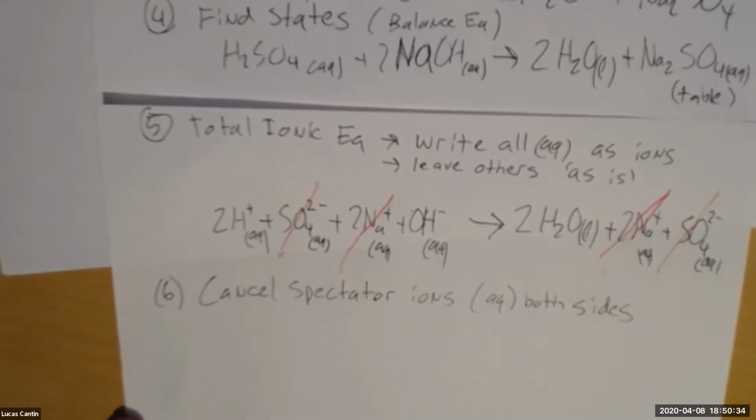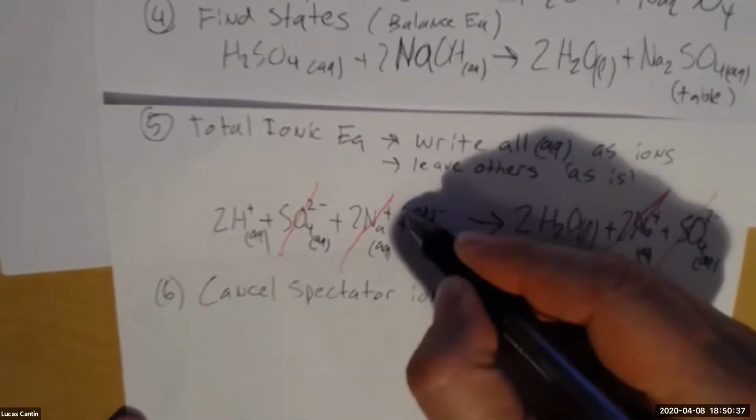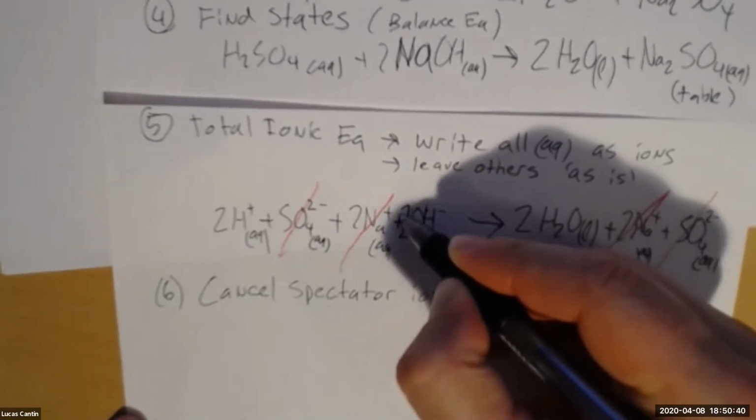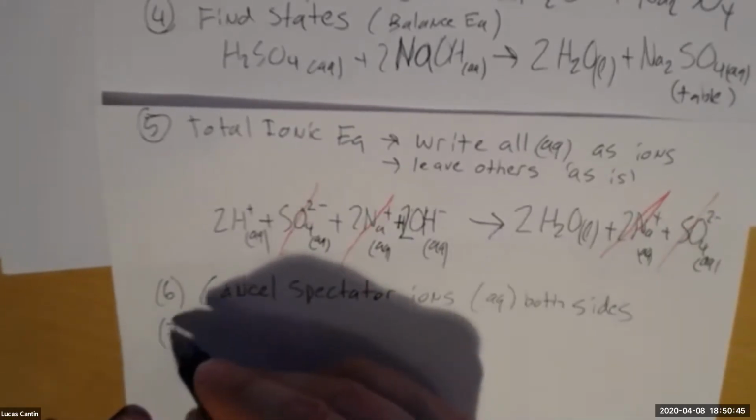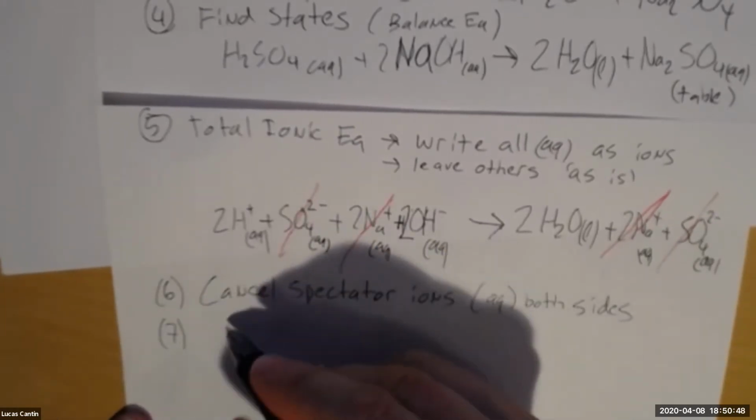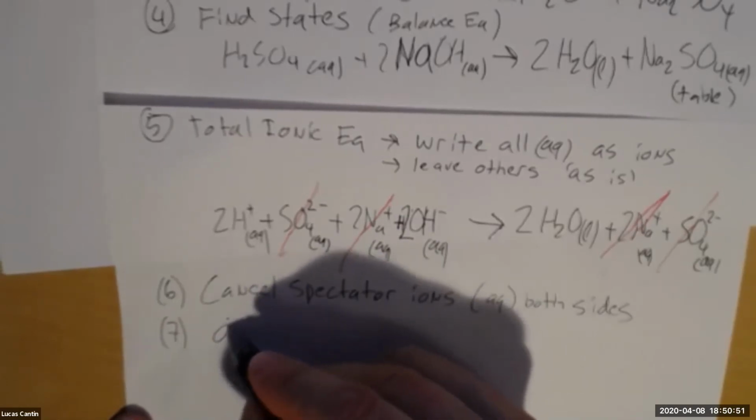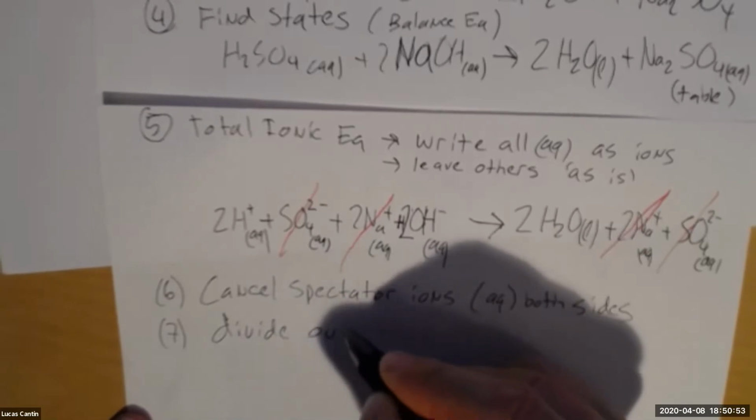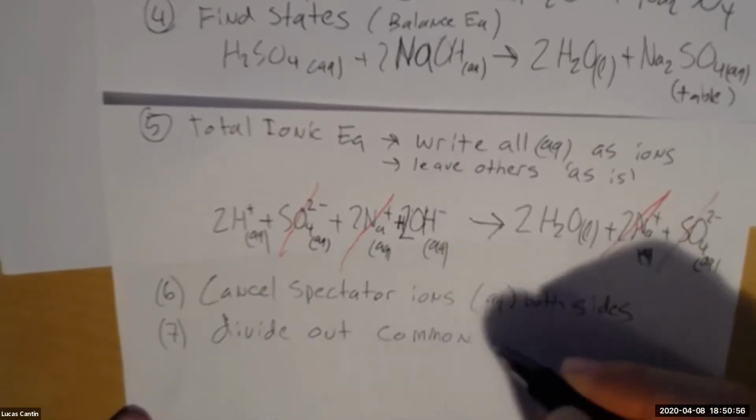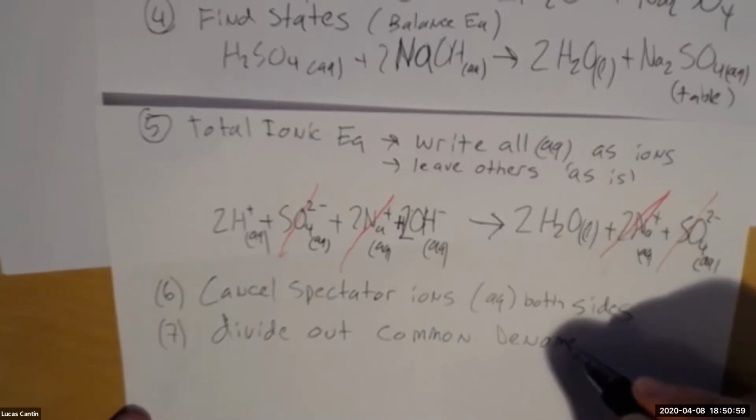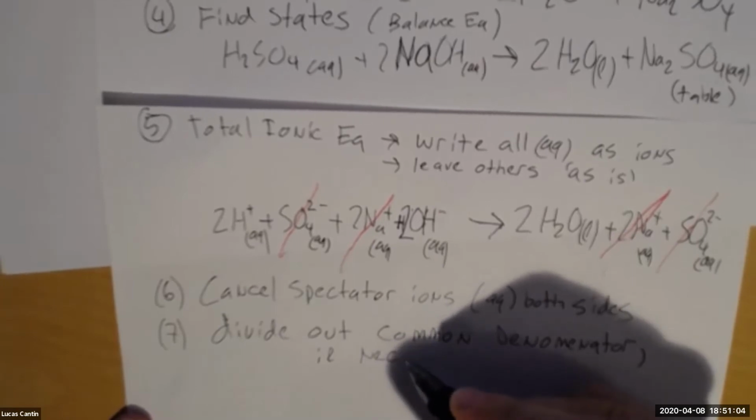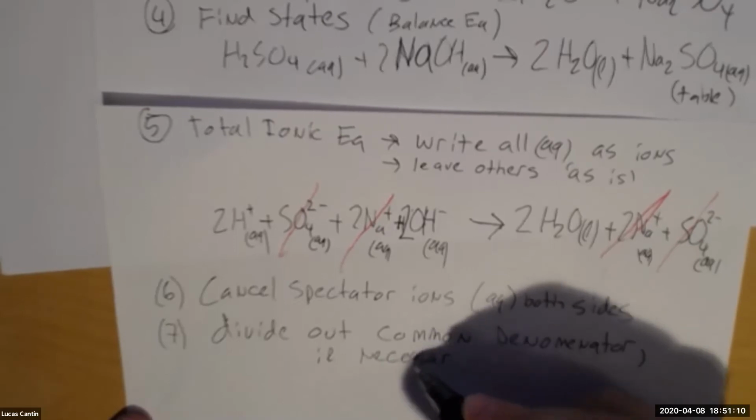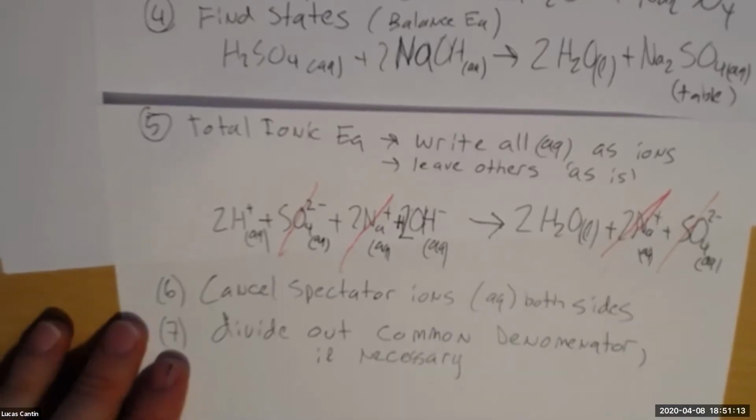Okay. Oh, I'm sorry. I messed this up. There should be a 2 right there, right? I forgot that. I got excited. Okay. So then this one actually invokes my 7th rule. Divide out common denominator, if necessary. It doesn't always happen.